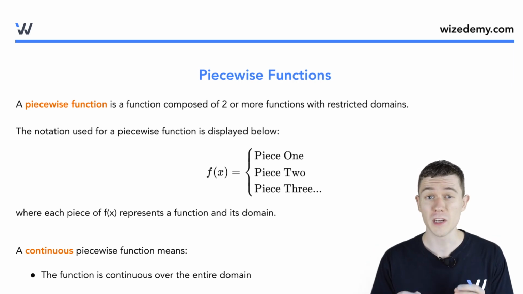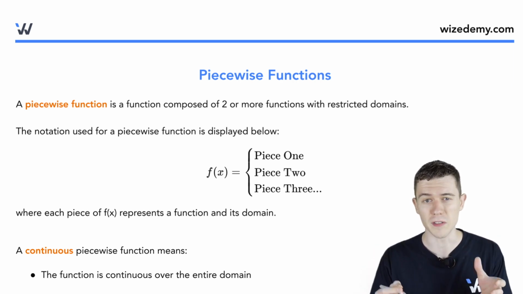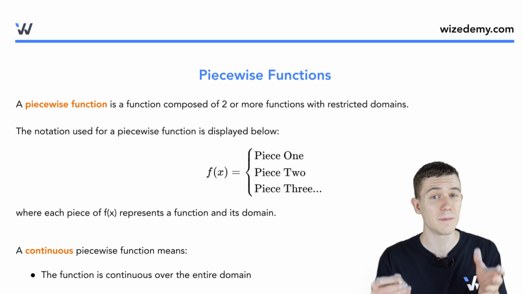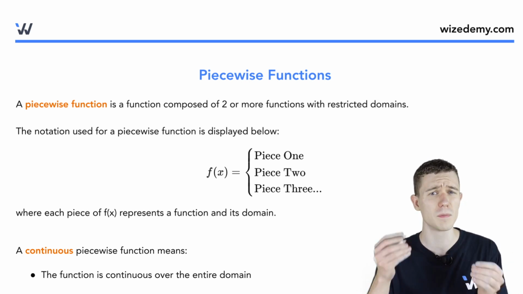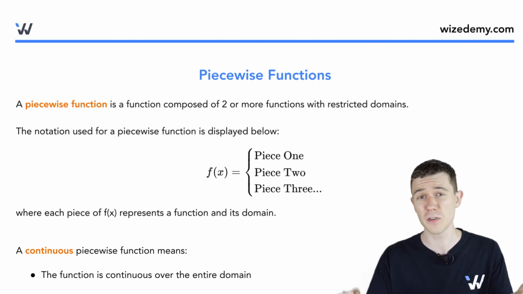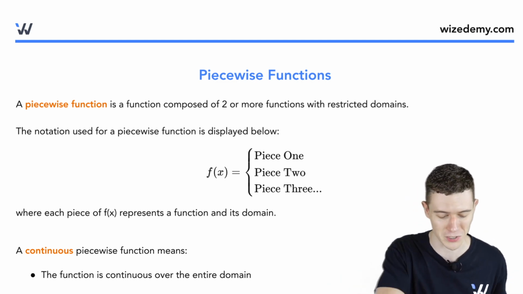Not every function can be written using only one equation. Some functions have different forms depending on the value of x. When you graph these functions, they look like they're split up into different pieces. Such functions are called piecewise functions.